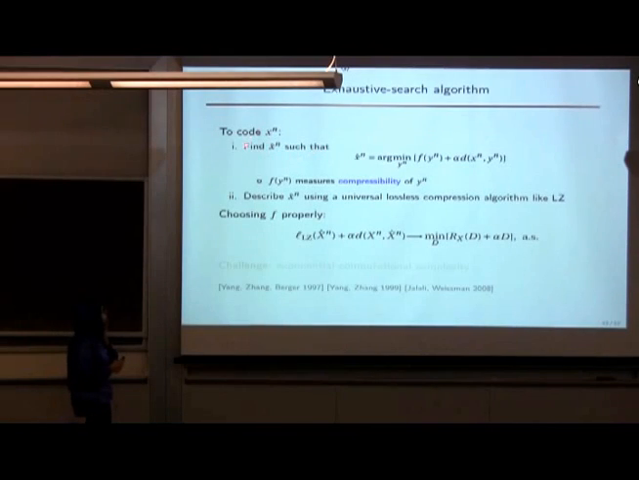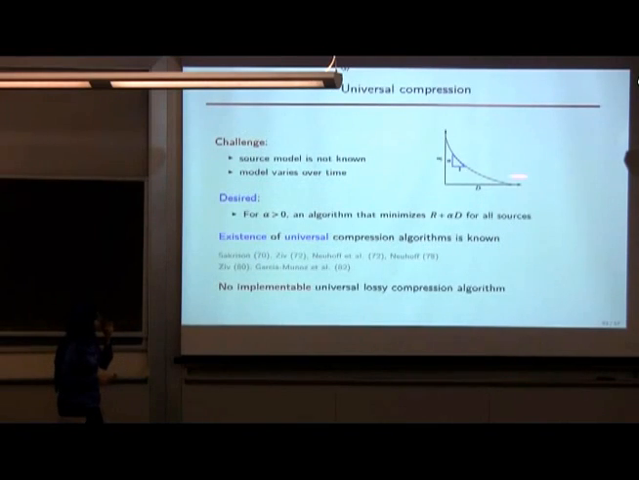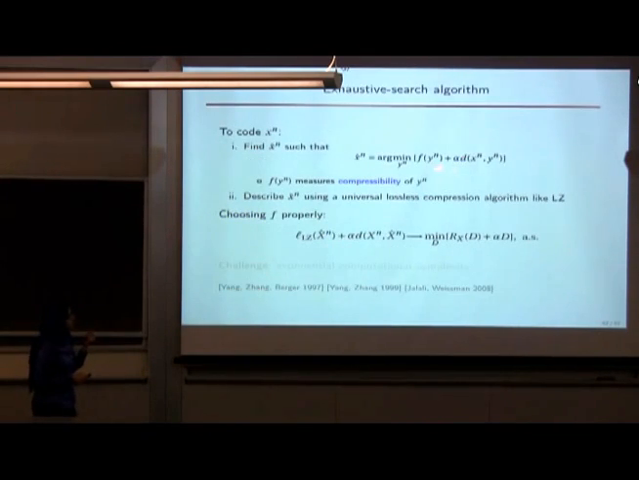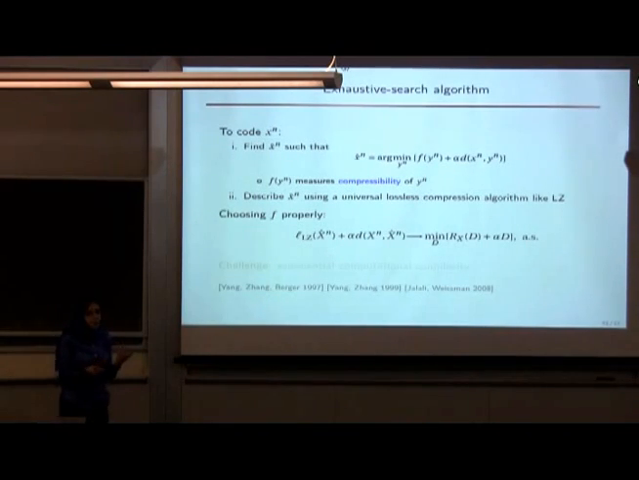So in order to code sequence x^n, I look for sequence x hat^n, which minimizes this cost. What is this cost? It has two terms. So remember, I want to minimize R plus alpha D, and that's alpha. Alpha determines which point on this curve I want to operate, so it's a parameter of the system. So for every x^n, I look for the sequence x hat^n which minimizes this. It has f of y^n, which measures the compressibility of sequence y^n. It's a measure of rate, basically, and also the distance between x^n and y^n. So it's R plus alpha D, basically.